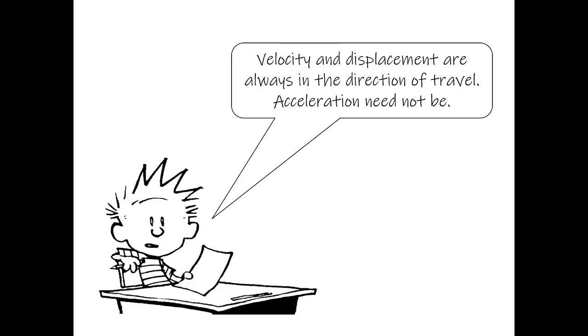Now, it's important to recall that velocity and displacement will always be in the same direction, and that will always be in the direction of travel. So if you have a positive displacement, you're moving in the positive direction, and you're going to have a positive velocity. If you're moving in the negative direction, you're going to have a negative displacement, and you're going to have a negative velocity. But the acceleration does not need to be the same sign as the direction of travel.